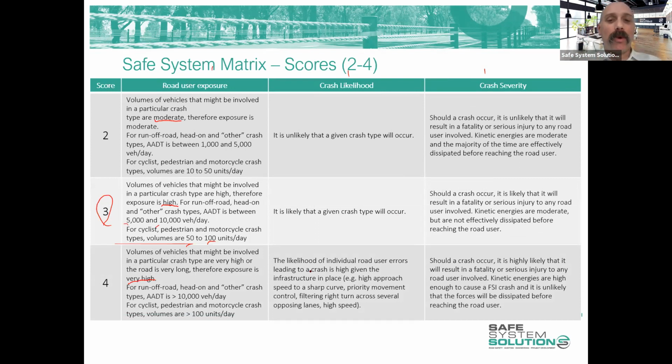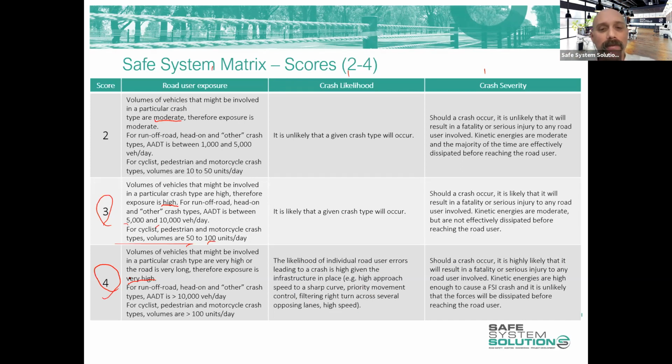A 4 gets a bit more information. The likelihood of individual road user error leading to a crash is high given the infrastructure in place, e.g. high approach speeds to a sharp curve, priority movement control filtering, right turn across several opposing lanes, and high speed. So I tend to reserve the use of a 4 for where the road environment is really almost encouraging a crash in some description, turning across multiple lanes of high-speed traffic on a driver's own choice, or really bad sight lines to a curve or something like that.